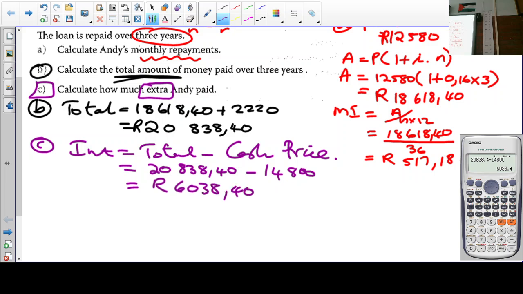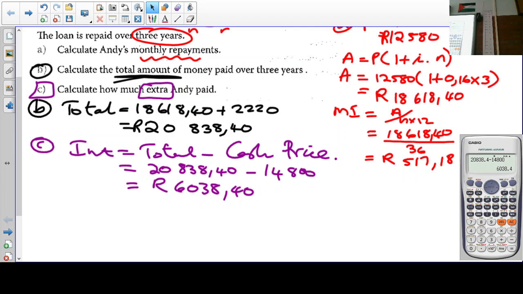6038.4. Is that correct? 6038, yes. So you see how much extra this person is paying for these items. Okay. 6,000 rand extra? But why do you think somebody would pay extra?